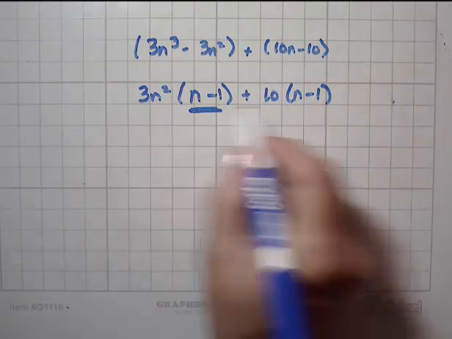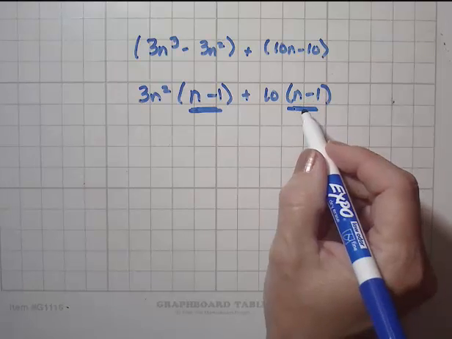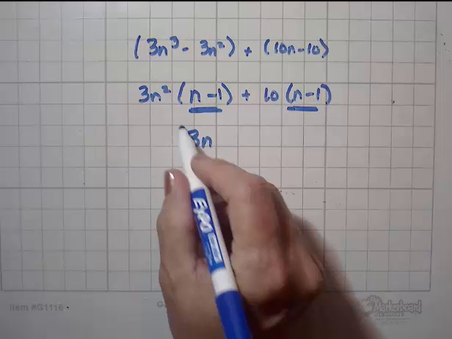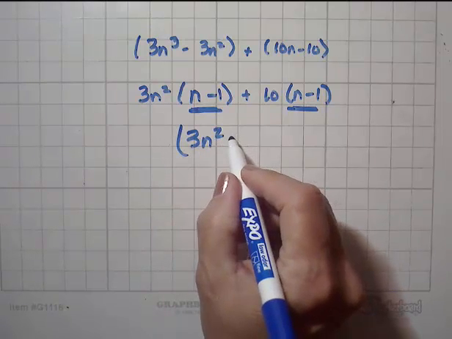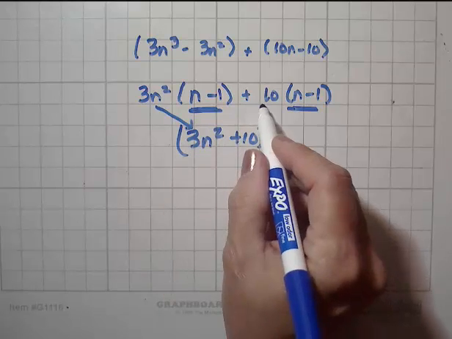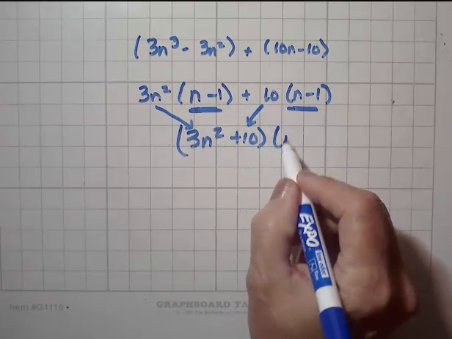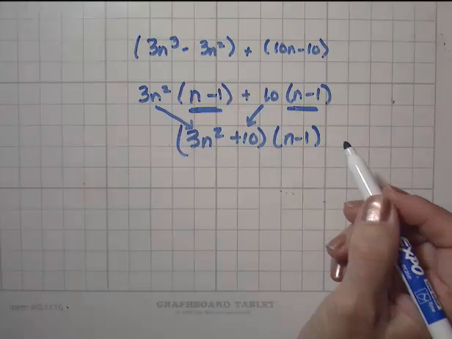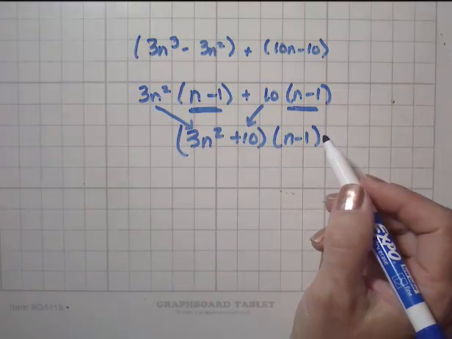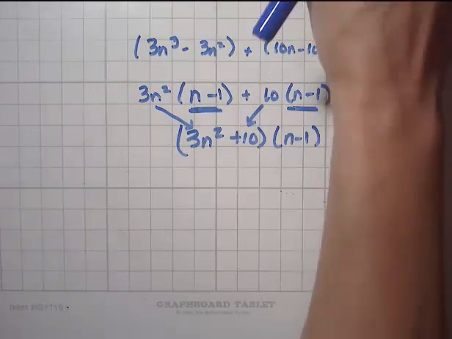And what I want, ideally, is for the expressions in the parentheses to be the same. So, when I want to complete my factoring, I say it's 3n squared from here, plus 10 from here, times n minus 1, and now I've factored it. I may not have made it simpler, but I certainly have factored it. Let's do another problem.